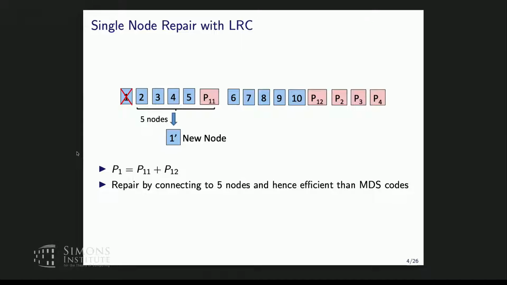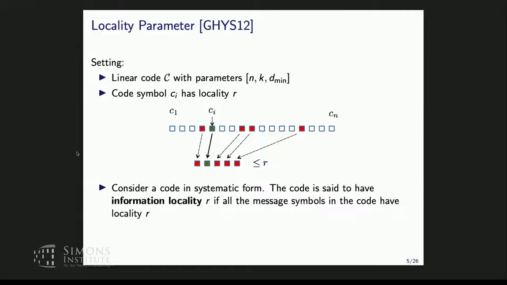Okay, so here P11 is a linear combination of the first 5, and P12 is a linear combination of the next 5. And this clearly has a locality, or the number of nodes that you want to connect to has decreased. It has become 5 from 10. What you have lost is actually minimum distance, which we will look at in terms of more general code parameters.